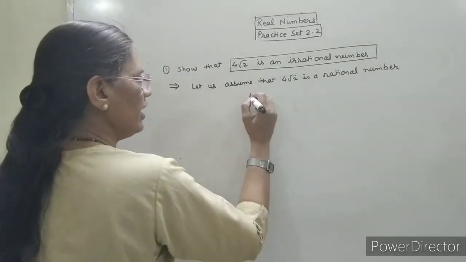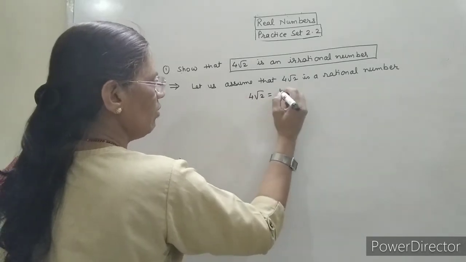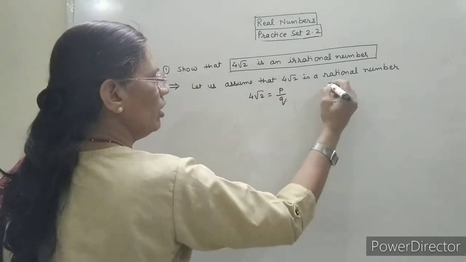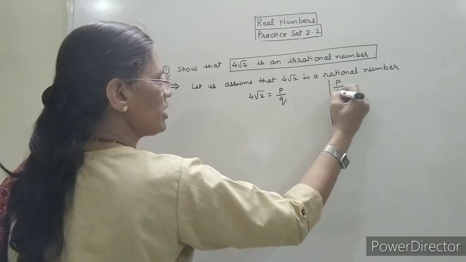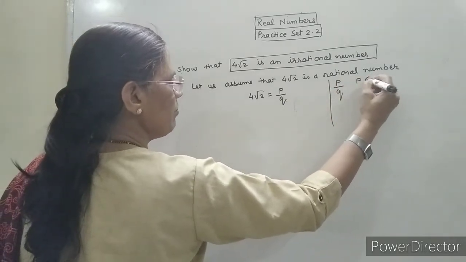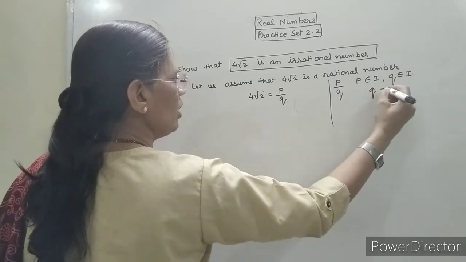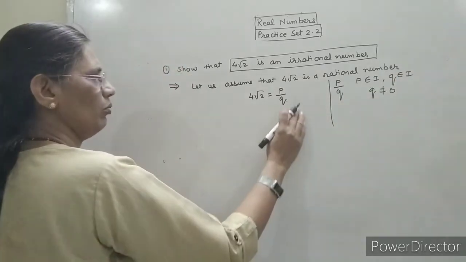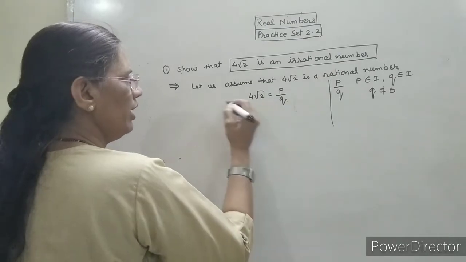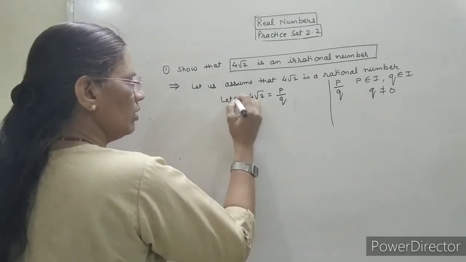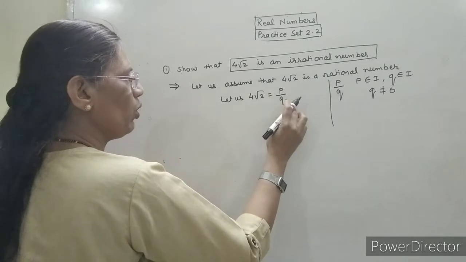Since it is rational, that means we can write this in the form P upon Q. We know every rational number can be expressed in this form. Here P belongs to I, that means P is an integer and Q is also an integer, and Q is non-zero. This is the definition of a rational number. So here, let 4 square root 2 be P upon Q.